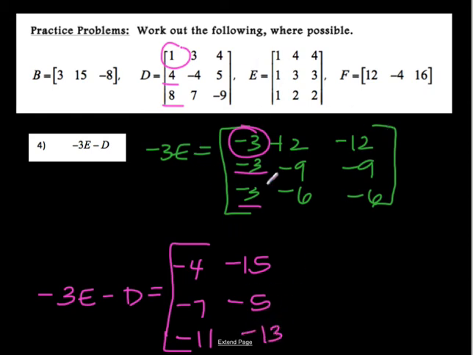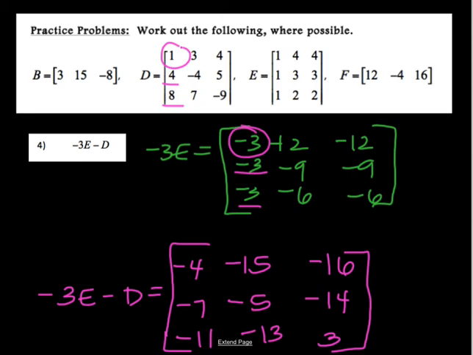Negative 12 minus 4 is negative 16. I wrote something down wrong here. Oh no, we're good. Negative 12 minus 4, we're good. Negative 16. Negative 9 minus 5 will give me negative 14. And then negative 6 minus a negative 9. So really negative 6 plus 9 will give me 3. So there is my final answer.